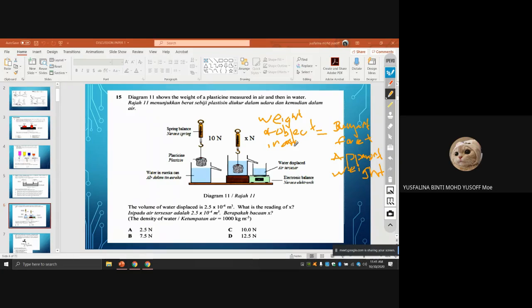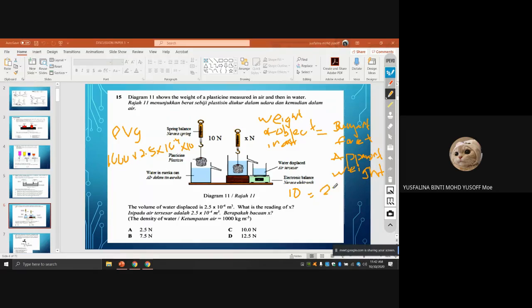You already know the weight of the object is 10, but we don't know the buoyant force and we don't know the apparent weight. So what is X? X is the apparent weight here. The buoyant force you can find by using the formula rho V g. The density is 1000, V is 2.5 times 10 to the power of negative 4, and g is 10. If you multiply, you get 2.5 Newton.